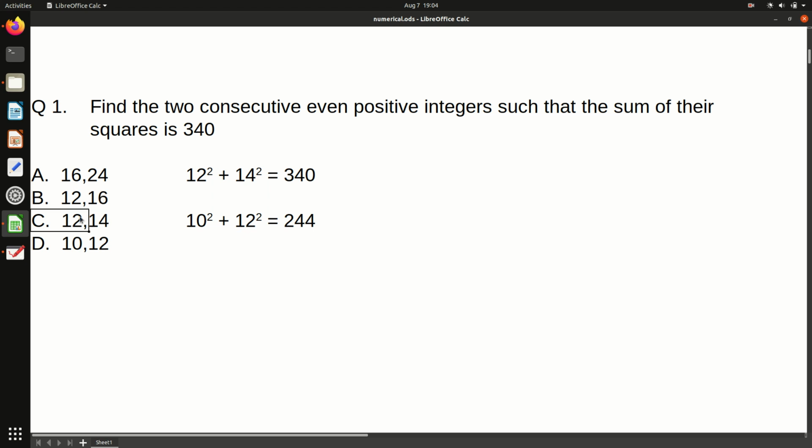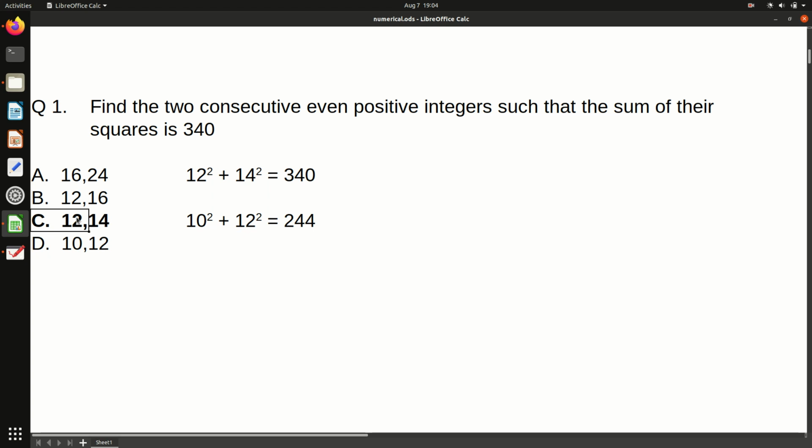Now option C is 12 and 14. They are consecutive even numbers. Consecutive means just after, like 2, 4, 6. Now if you take the squares and add them, 12 square plus 14 square, it is 340. So C will be our answer. Since we got our answer, there is no need to check D, but if you want you can check it: 10 square plus 12 square, both are consecutive, but their sum is not 340. So C will be our answer.